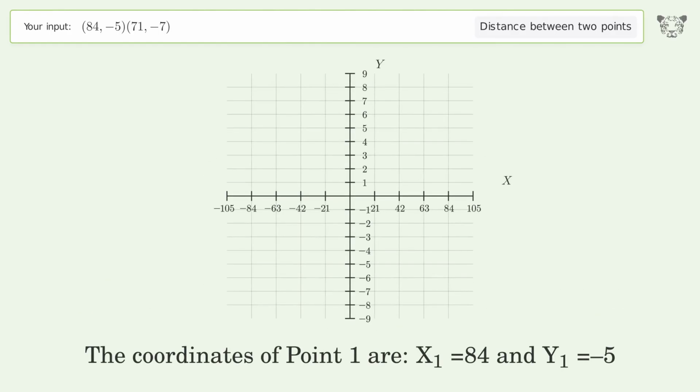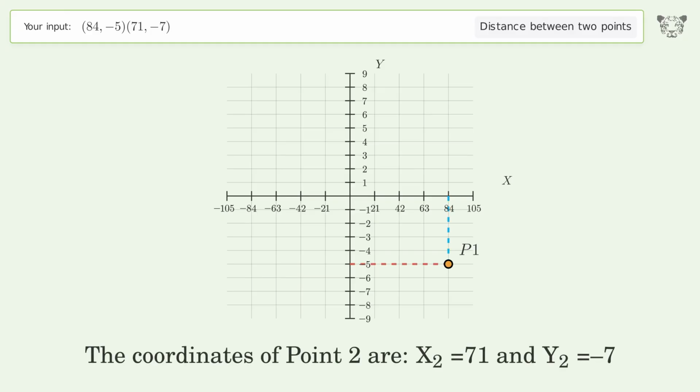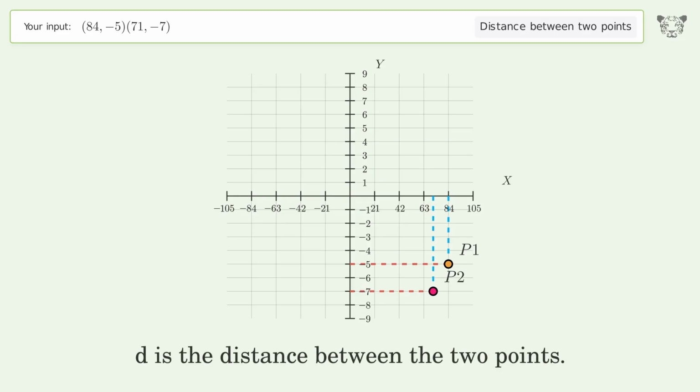The coordinates of point 1 are x1 equals 84 and y1 equals -5. The coordinates of point 2 are x2 equals 71 and y2 equals -7. D is the distance between the 2 points.